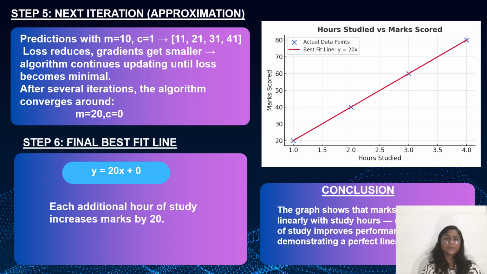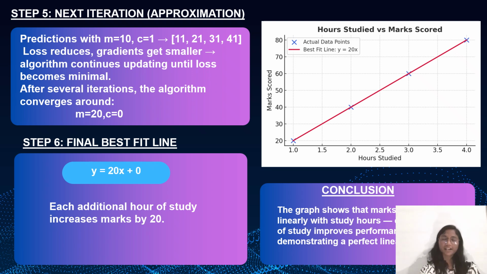Next step 5, next iteration. Here the prediction with m equal to 0 and c equal to 1 gives 11, 21, 31 and 41. This reduces the loss and the gradient gets smaller. The algorithm continues updating until the loss becomes minimal. After these iterations, the algorithm converges around m equal to 20 and c equal to 0.